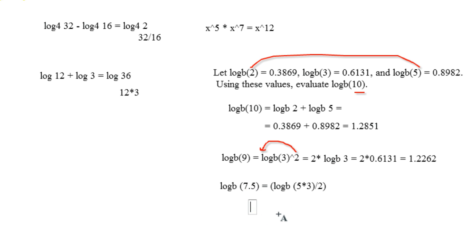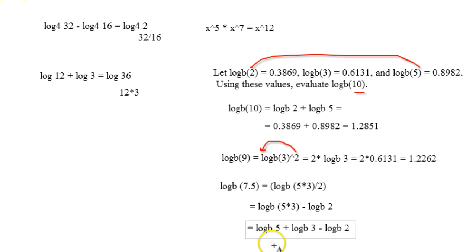Now, I can rewrite this as log base b of 5 times 3 minus log base b of 2. Okay, so that's that one right there. And then I rewrite that first one as log base b of 5 plus log base b of 3 minus log base b of 2. And it's so amazing just to see where logs actually came into play in the past. Okay, and if we work all those decimals out, what is that?